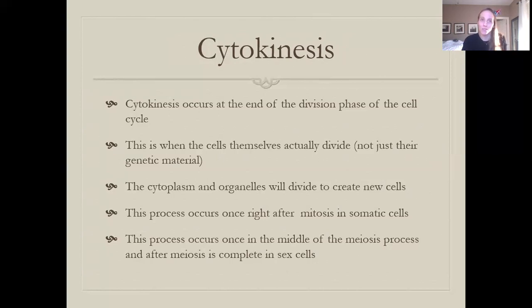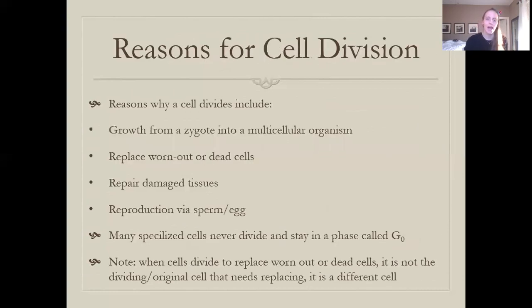So with mitosis, cytokinesis happens at the very end. With meiosis, it'll happen halfway through and then again at the end. So it happens twice as often in meiosis. These are all the reasons why cell division needs to happen.